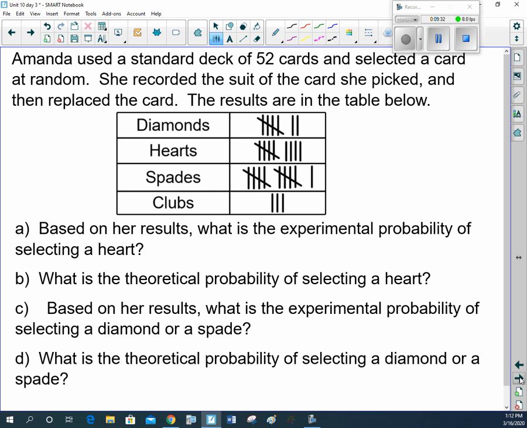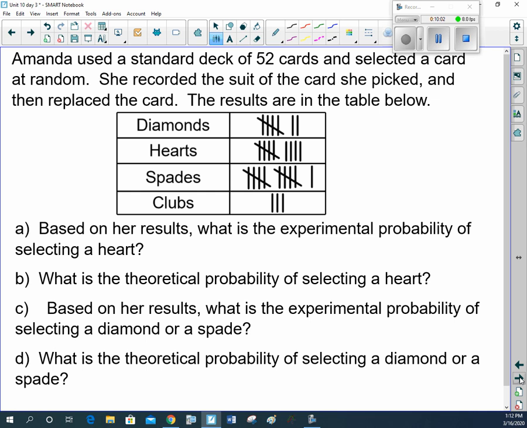Okay, so this next one says Amanda used a standard deck of 52 cards and selected a card at random. She recorded the suit of the card she picked and then replaced the card. The results are in the table below. So based on our results, what is the experimental probability of selecting a heart? So we've got theoretical versus experimental. So we're just going to kind of look at those two. So based on her results, what's the experimental probability of selecting a heart?